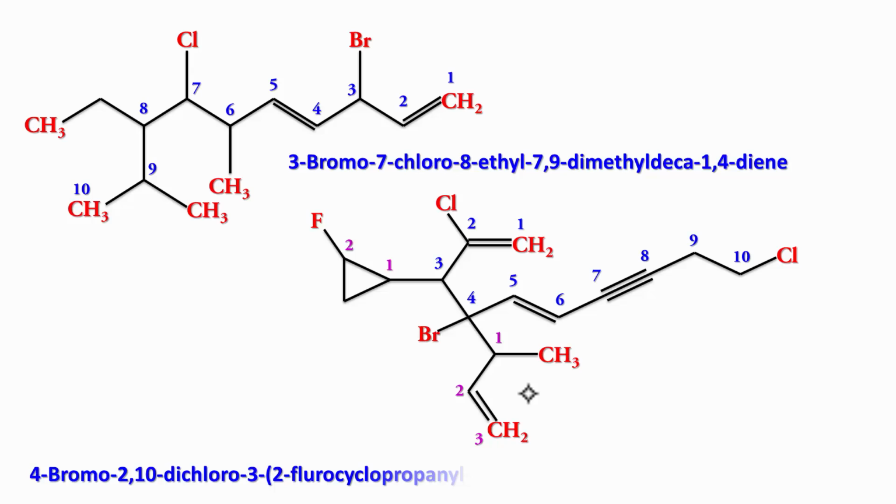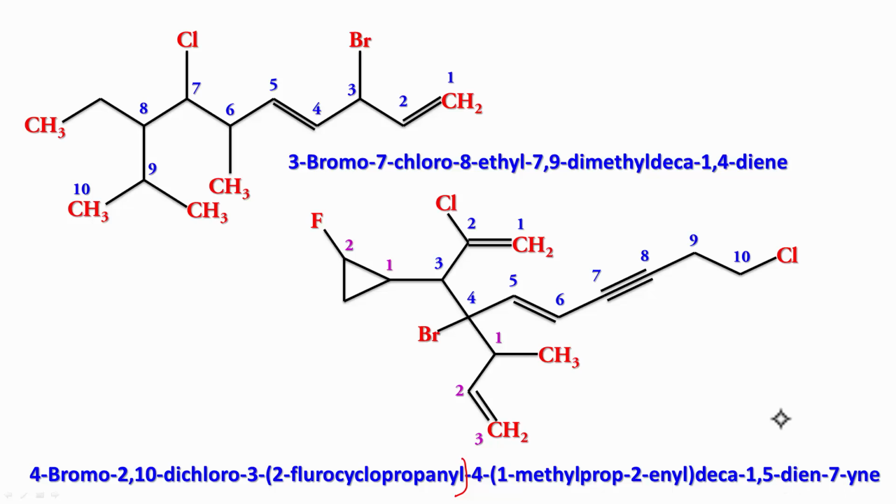4-bromo-2,10-dichloro-3-(2-fluorocyclopropyl), and please make sure the bracket is closed here. Again, there's a mistake here. The bracket should get closed here. Then 6-(1-methylprop-2-enyl)deca-1,5-dien-7-yne. So this is the name of this particular compound.